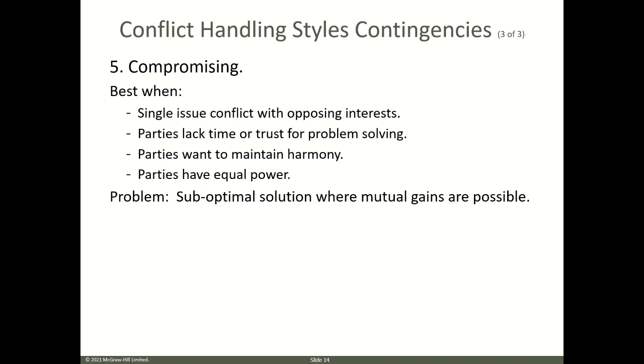They don't have time. Okay, do it. We can compromise. I don't want to waste my time. Right? Particularly, and parties want to maintain the harmony as well, just like in the previous case. And parties have equal power. When they have equal power, then instead of yielding, they will just compromise something. And this is a suboptimal solution where mutual gains are possible.